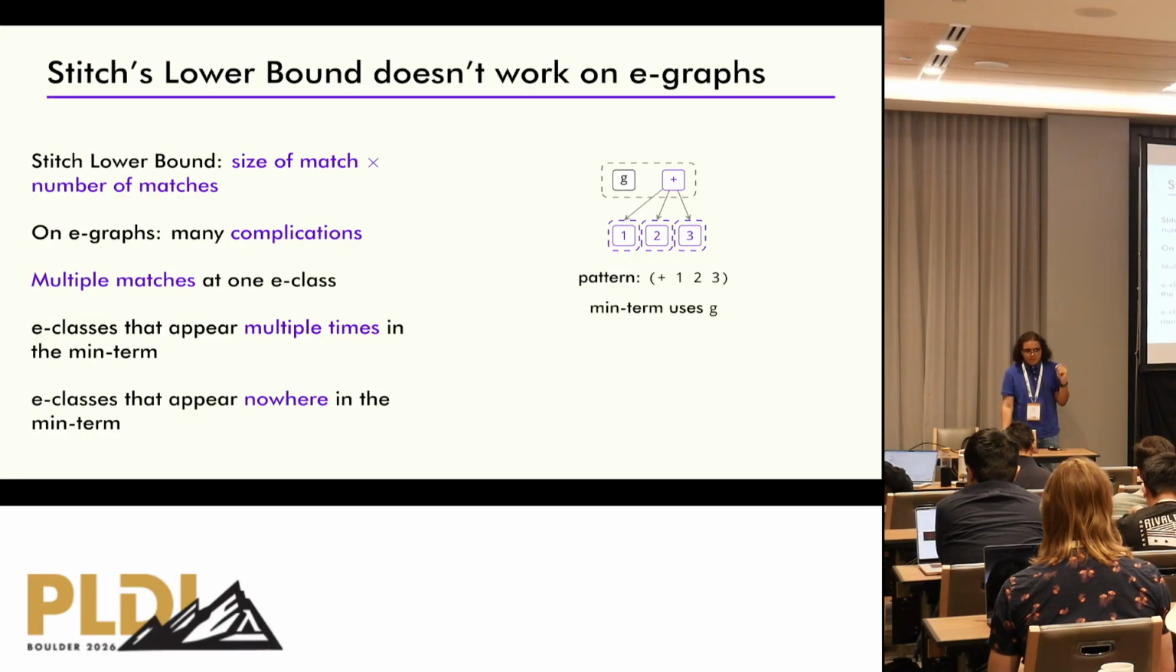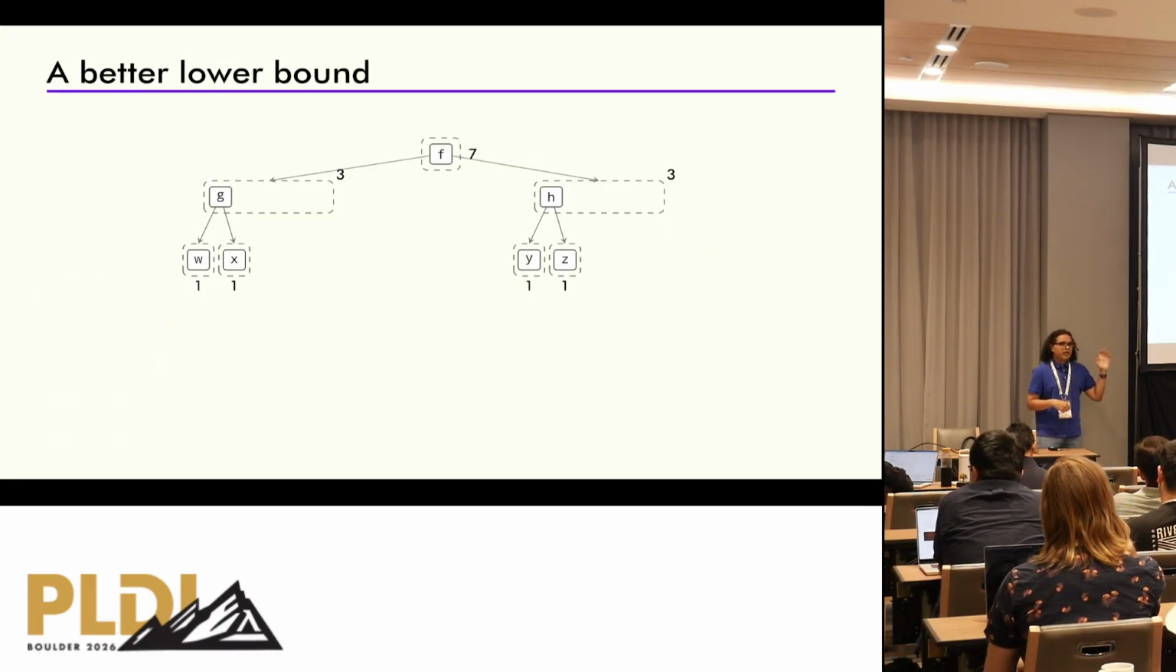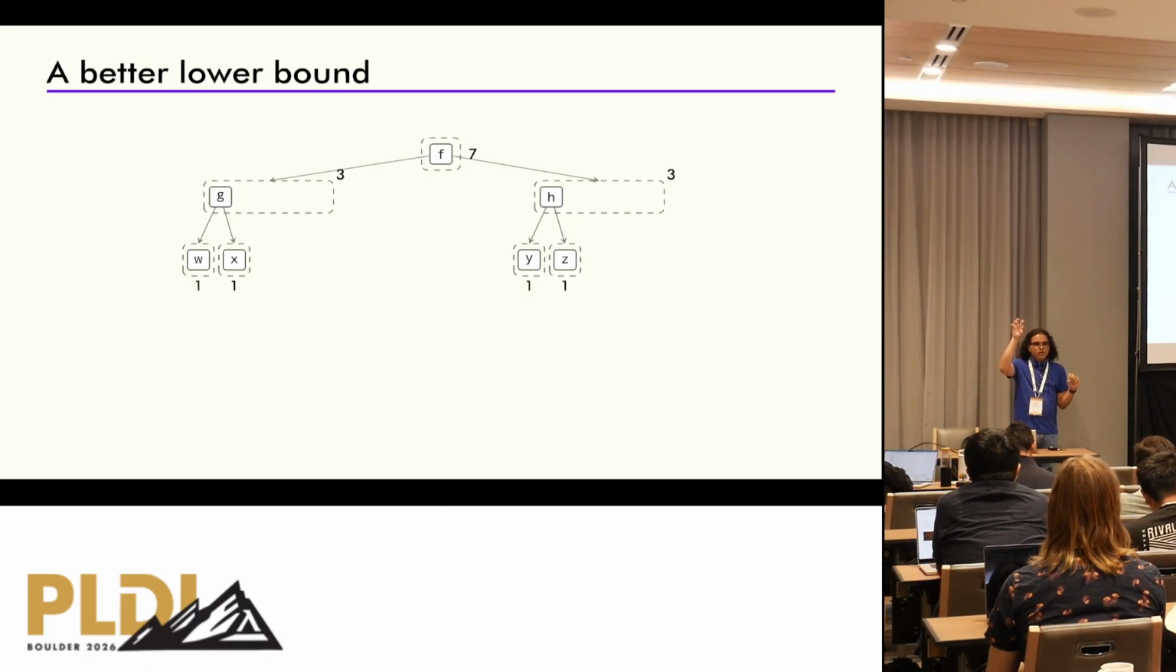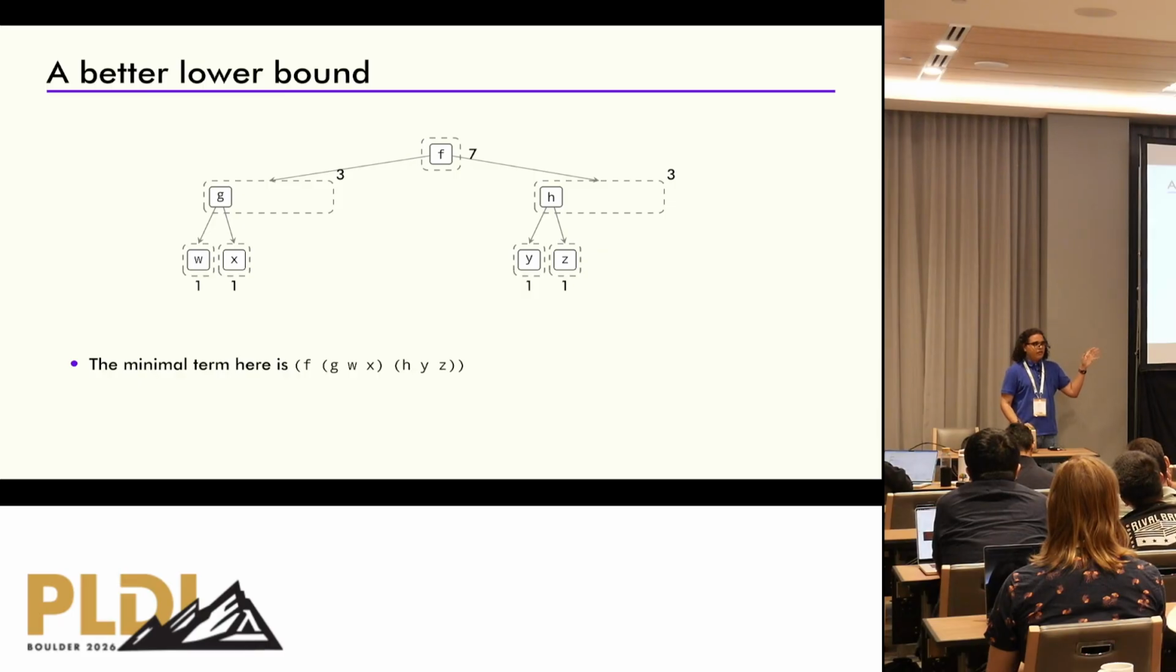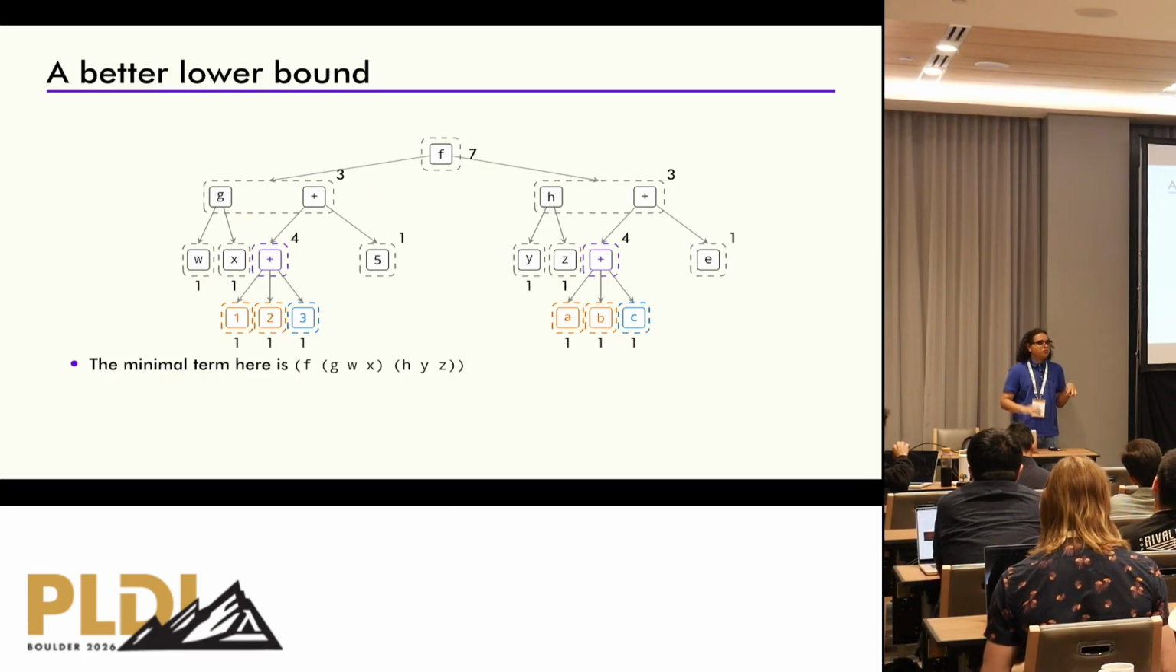So that brings us to our better lower bound. For this, we're going to go over a simple example. So the idea here is that we've got some root node f, and it's got two children. And these E-classes have the minimal term f of this G term and then the H term. Those are the minimal terms for each of those individual E-classes. And then we've also got this much heavier plus term here.